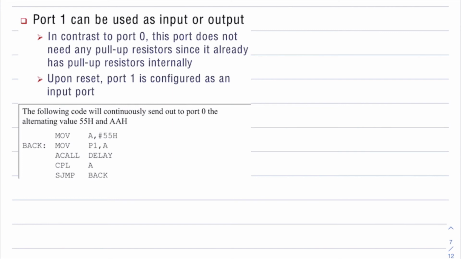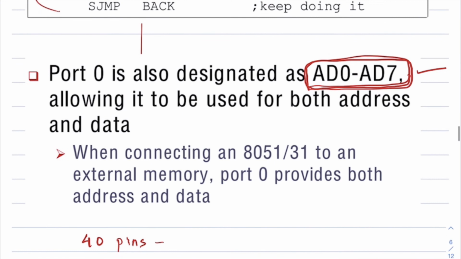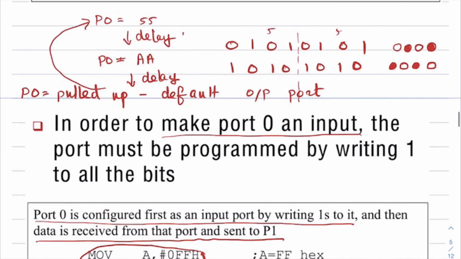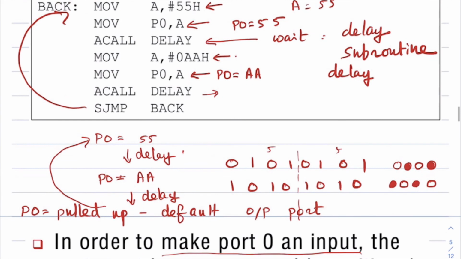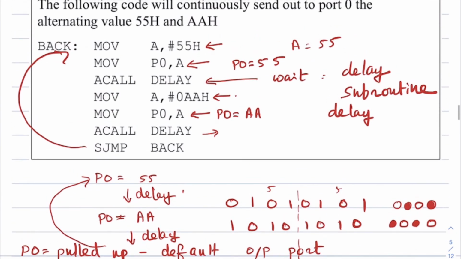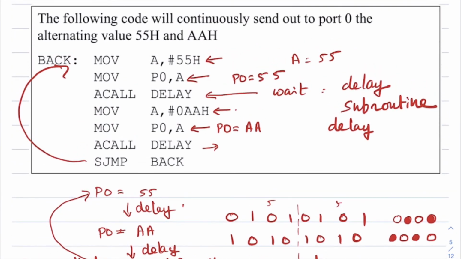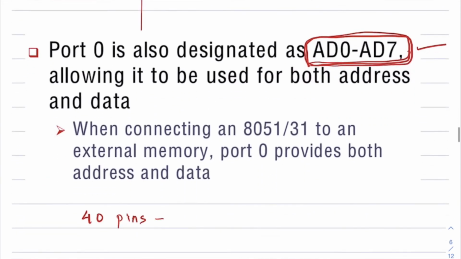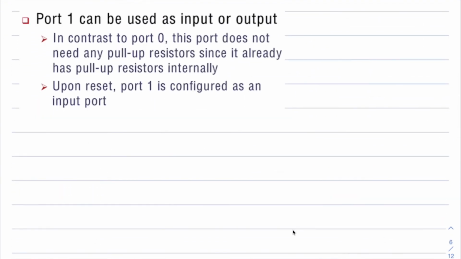Now, we have seen in port 0 how we configure it as an input port, and that by default it acts as an output port when a pull-up resistor is connected to it. Now we will move to port 1. P1 is also used as an input port as well as an output port. However, there is a difference between P1 and P0. The difference is that P1 does not require an external pull-up resistor.